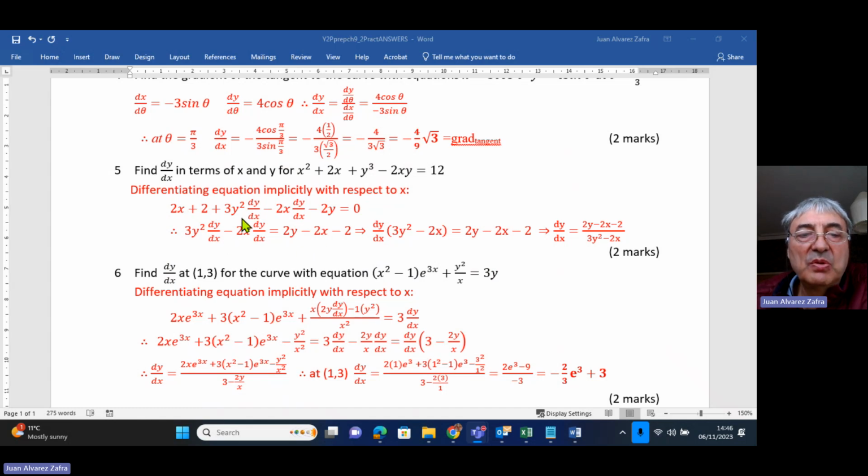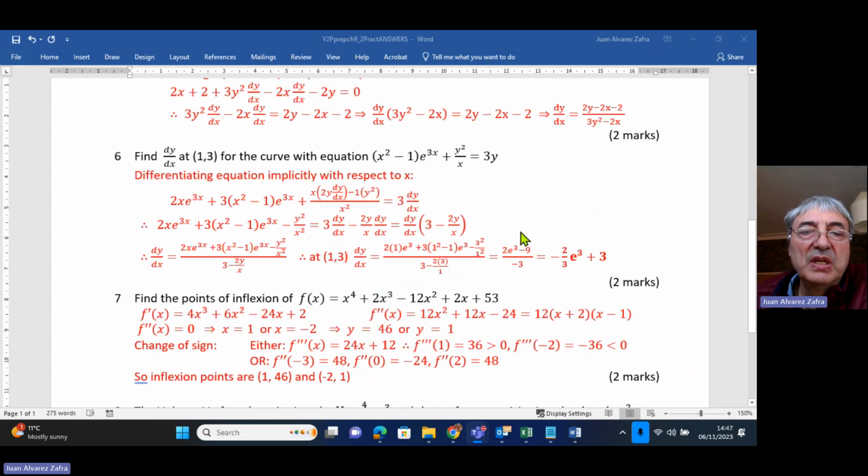And then the next stage is to isolate all the terms that involve dy dx on one side and all the terms that don't involve dy dx on the other side. Factorize out the dy dx, and then we have an expression for dy dx in terms of x and y. This is very typical of implicit differentiation, that we have the gradient dy dx in terms of x and y. So we need both the x and y coordinates to work out the gradient of the curve at a specific point. The gradient doesn't depend only on the x coordinate or on a parameter as we found earlier, but depends on both the x and y coordinates.